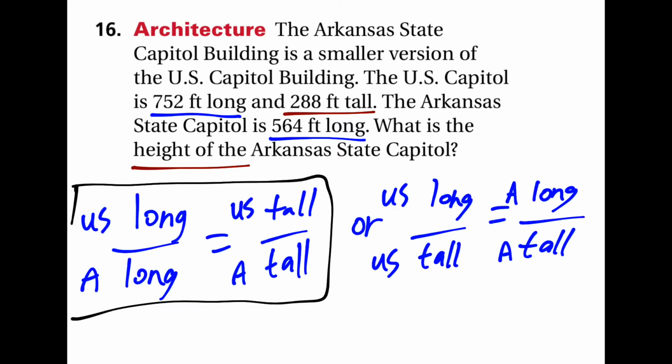So there are 2 different ways to set up my proportions, probably more than that, but one way would be to consider the U.S. Capitol building's length compared to the Arkansas, and then the U.S. height compared to the Arkansas height. But I could also just think about the proportions of the U.S. building, its length compared to its height, and do the same for the Arkansas building.